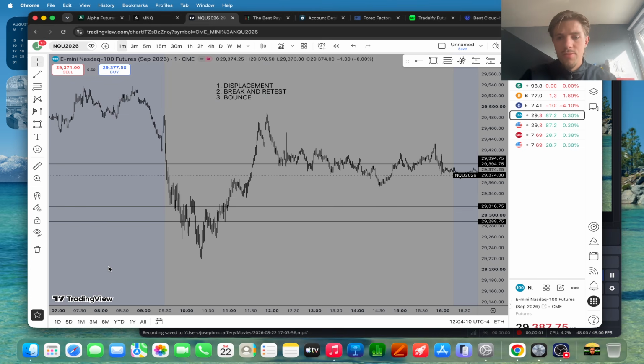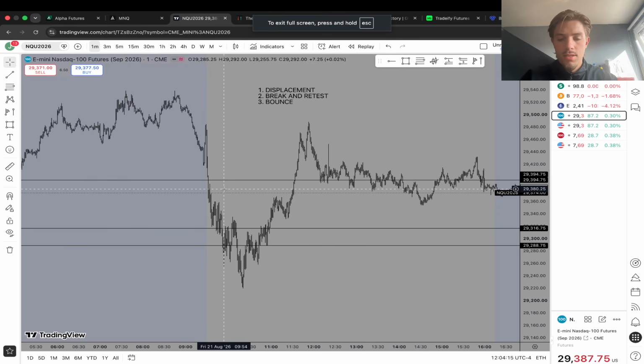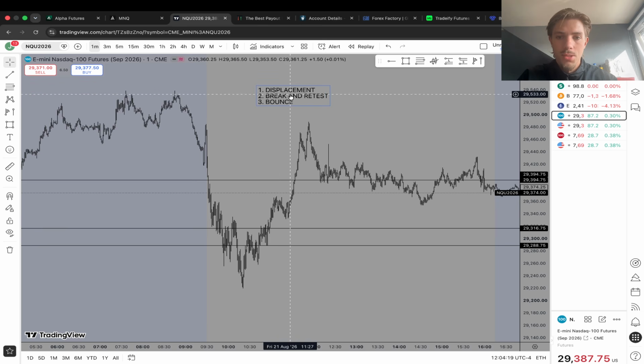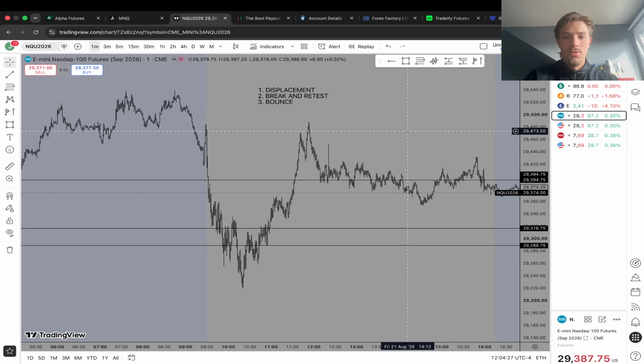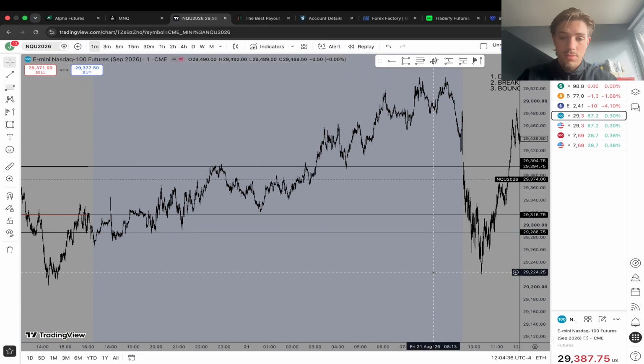Okay, part number three of the Caffrey method. Today I'm going to be going over how I actually trade these levels, with what entries I use. I've got three different kinds of scenarios that I can enter off of: displacement, break and retest, and bounce. It's just what I've labelled them.